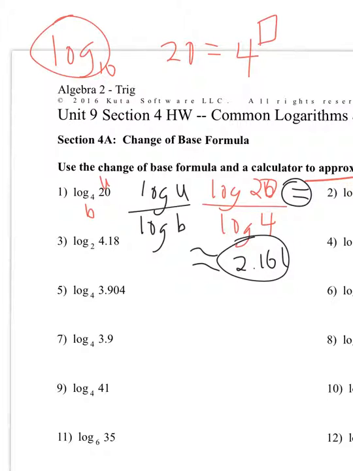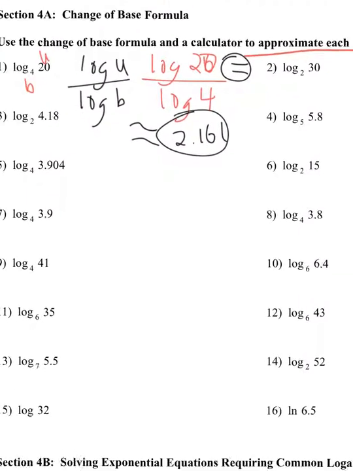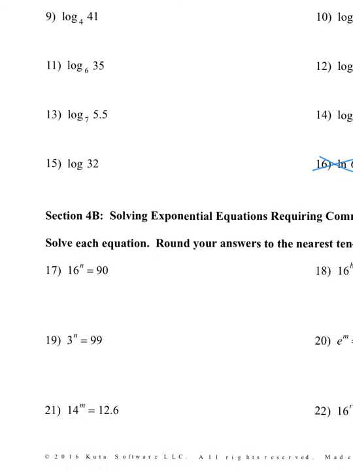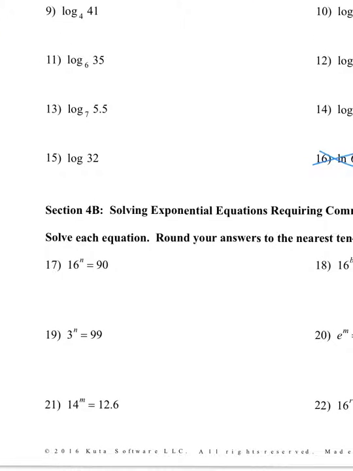Now, if you go down here, you can skip number 16. That's what's called ln, the natural log, and that's actually in the next section. So anything with natural log and anything with base e, there's some in the next section, you're going to be able to skip. Now we're going to look at solving equations using this common log. So let's look at number 17 right here.